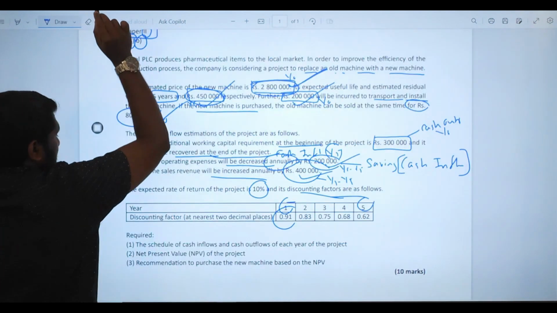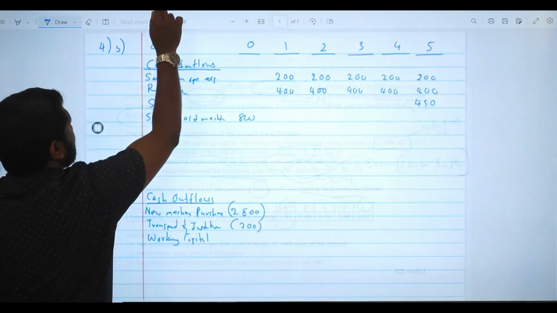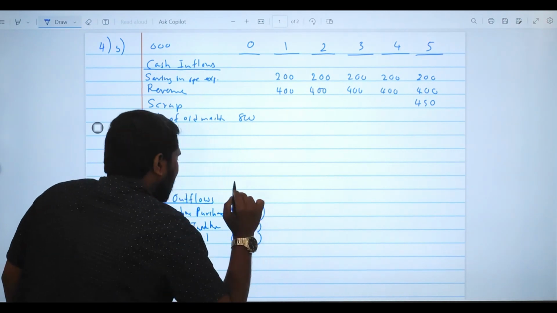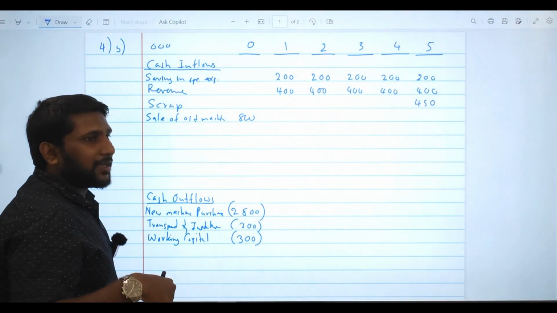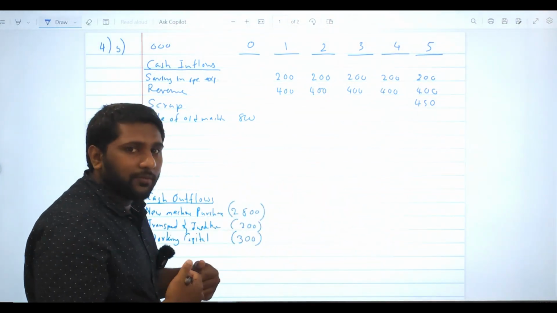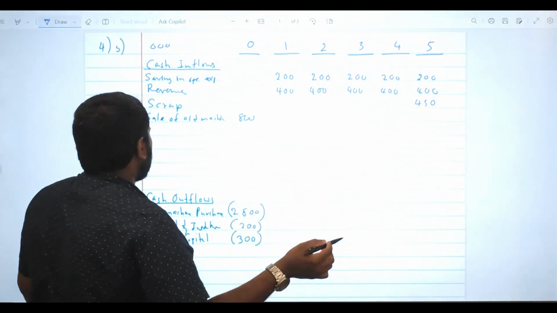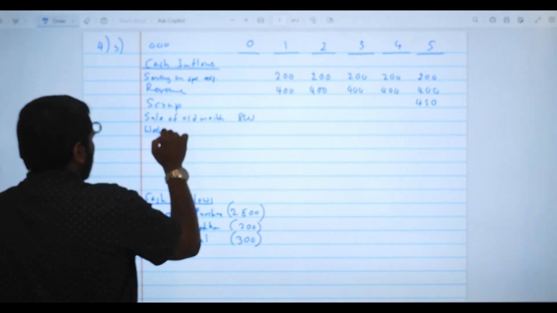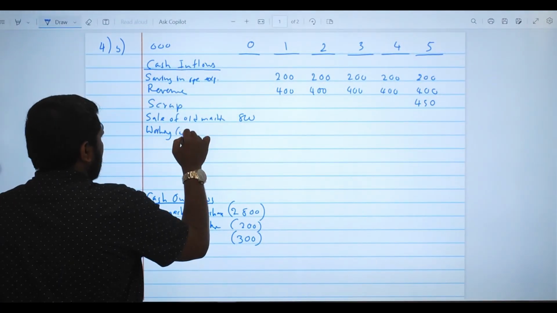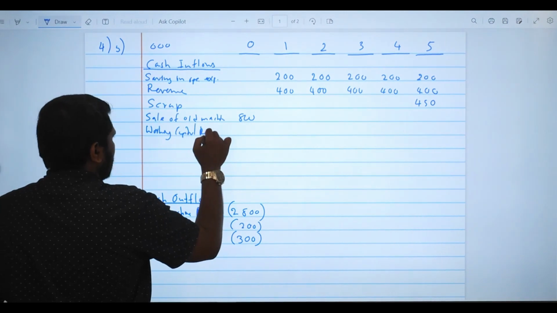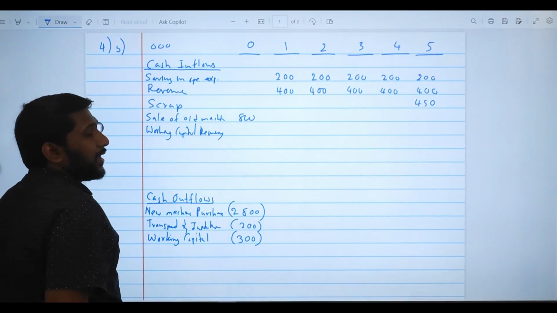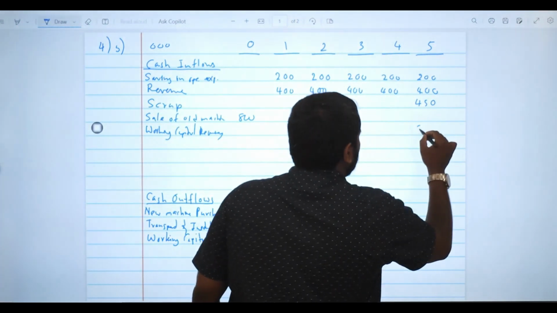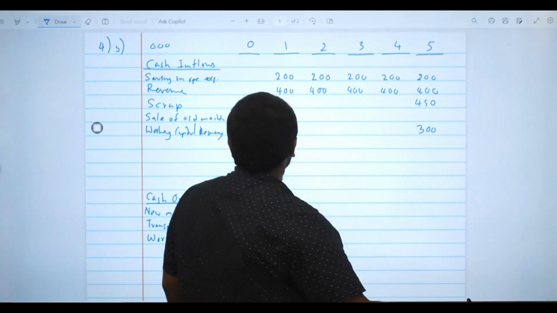The amount is given. How much is that? 300,000. 300. But what they are telling is, whatever working capital that I am giving, I can recover it once the project is over. So working capital recovery, at the end of the project, I will get that money. How much is that? 300 cash inflow.